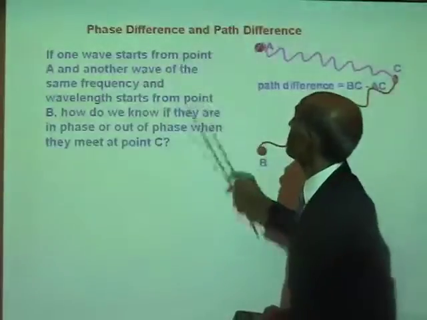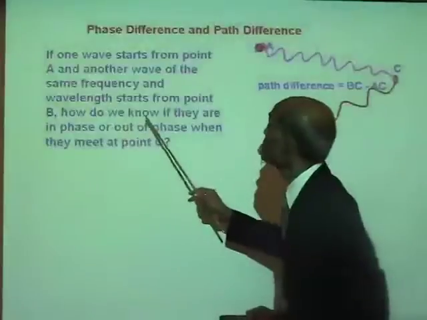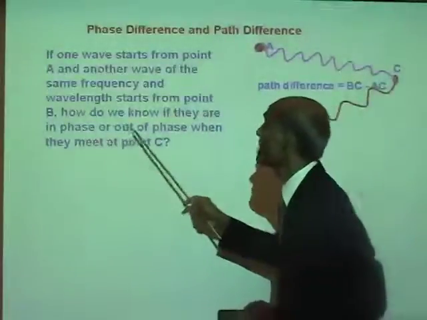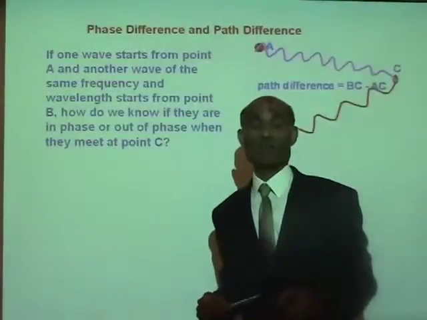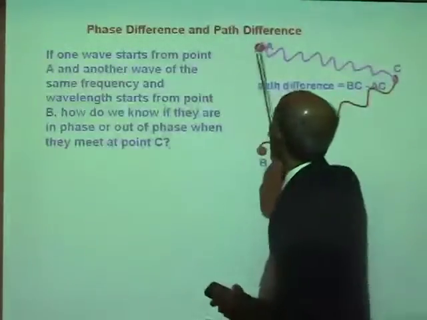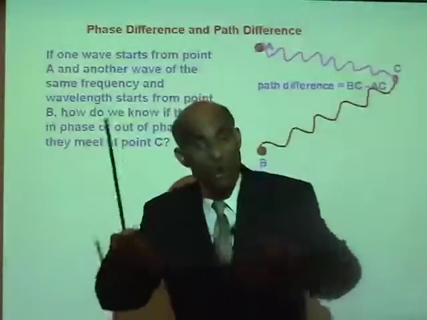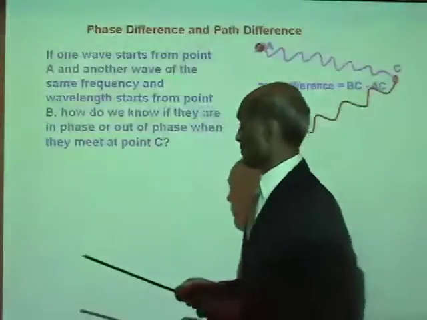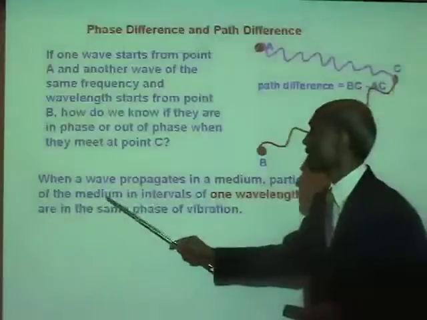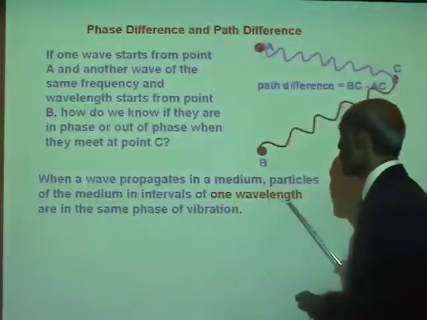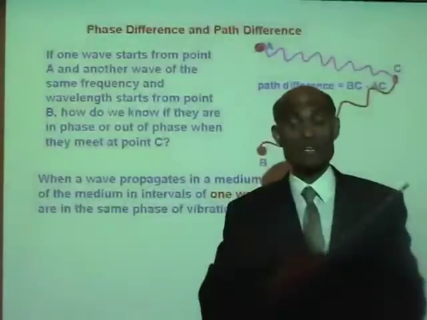One wave starts from point A, another wave starts from point B. How do we know if they are in phase or out of phase when they meet at C? How do we know that these two waves meet at C in phase or out of phase? Well, when a wave propagates in a medium, particles of the medium in intervals of one wavelength are in the same phase of vibration.